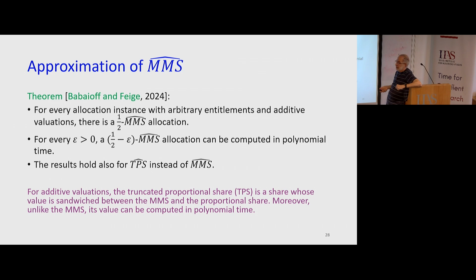So indeed, you can achieve this approximation. We're only talking about additive valuation. So for every allocation instance with arbitrary entitlements and additive valuation, there is an allocation that gives every agent at least half of their MMS hat.